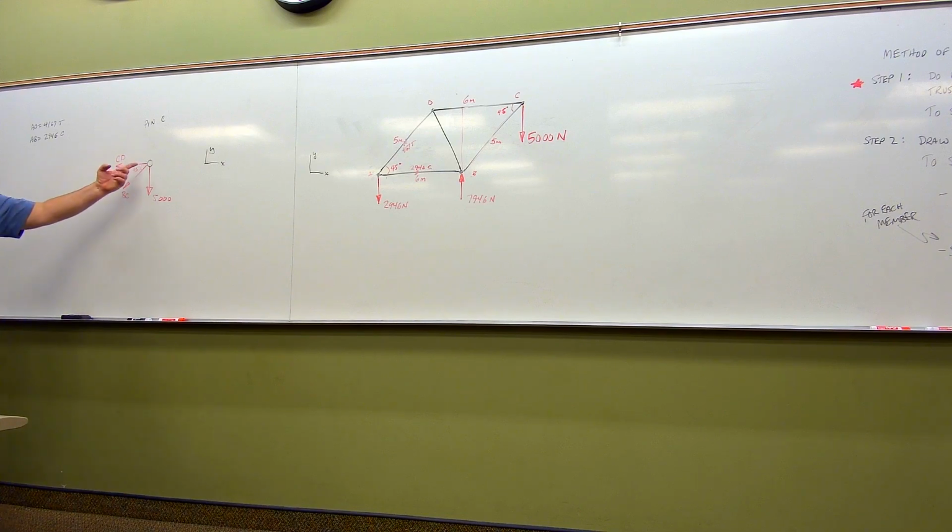It's like, yep, pin, got it. Applied load, got it. Member CD is attached to it, so I'm drawing an arrowhead away from the pin. Member BC is attached to it, I'm drawing an arrowhead away from the pin. That's it. It really, truly is that simple.